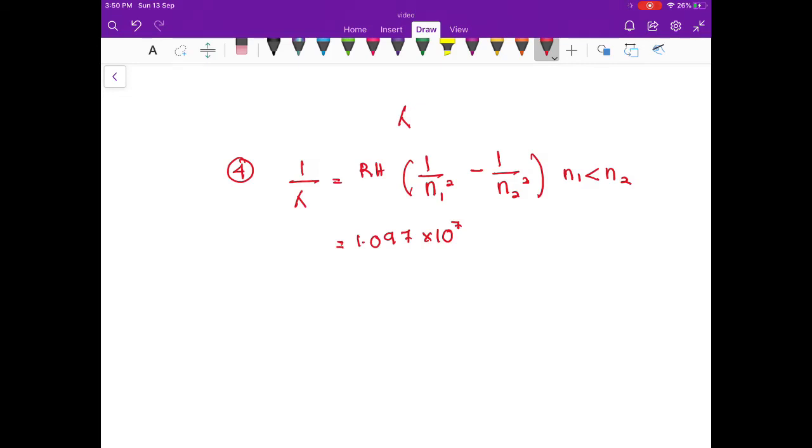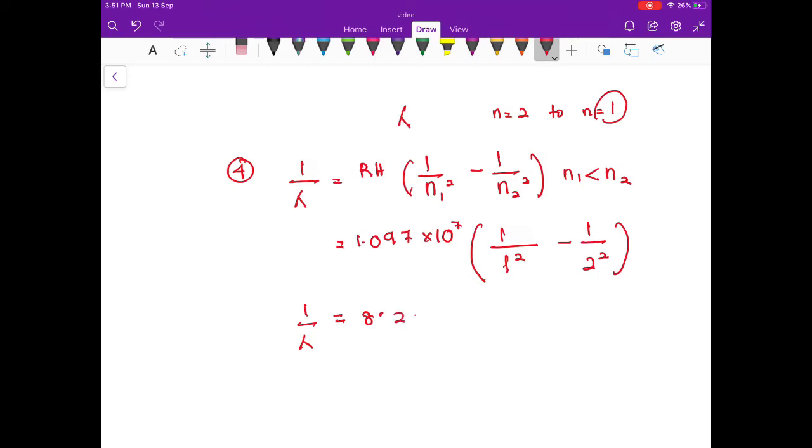Let's say we want to determine the lambda for the transition between n equal to 2 to n equal to 1. So according to the formula, n1 should be less than n2. So we take 1 over 1 squared minus 1 over 2 squared. So the value will become 1 over lambda equal to 8.227 × 10^6. So lambda is 1 divided by the answer, which becomes 1.215 × 10^-7 meter.